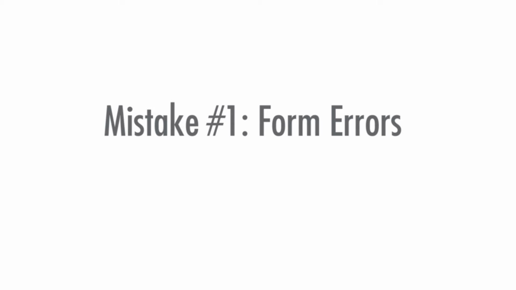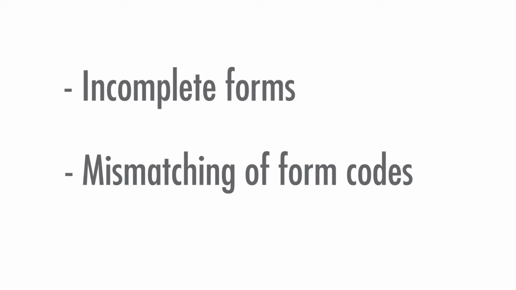Today we're going to talk about some common mistakes that employers often make when it comes to their 1095-C forms. Most commonly we see incomplete forms or mismatching of form codes. What I mean by that is that not all the boxes are always completed on the 1095-C, or else if you look at line 14 and line 16 on the 1095-C, they should be matching. They should make sure that they don't use codes that do not mean the same thing.